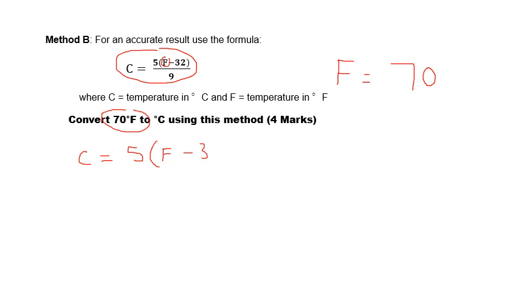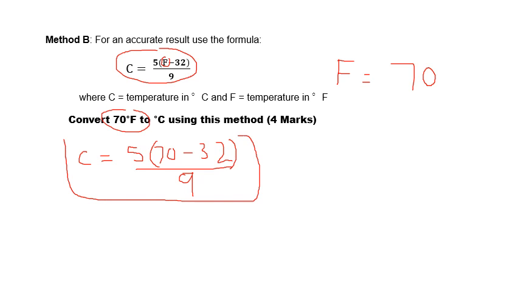Okay, and that is our substitution we're doing. So we replace the F with the 70, close the brackets, over 9. And that's our substitution done. Very important step, that. Sometimes there's more letters within a formula, but that is our substitution. And now we start to break it down.